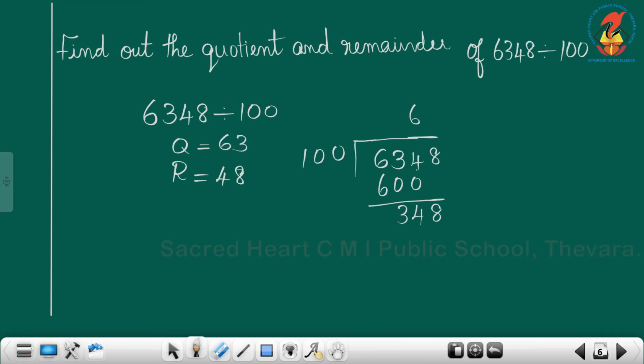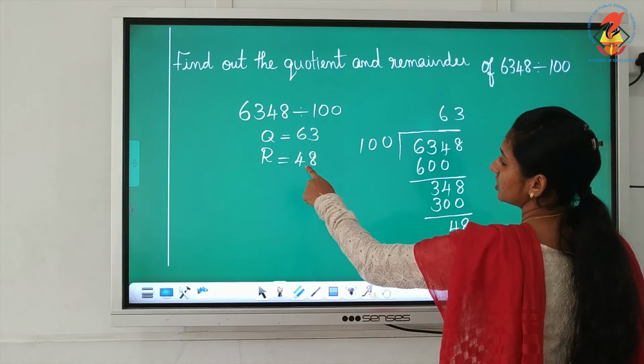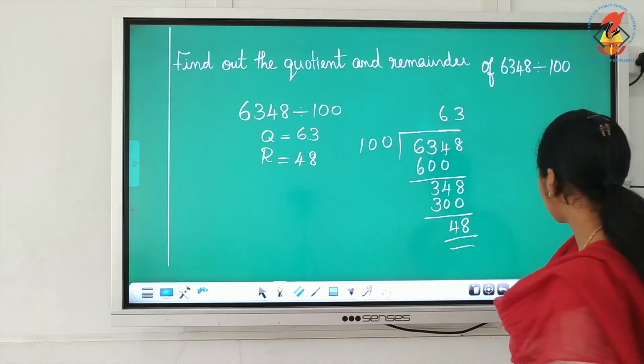So in the 100 place, 348, how many times does it go? It's 3 times. 3 into 100 is 300. Then the balance is 48. So the tens place and ones place numbers go to the remainder, and the remaining numbers go to the quotient. Clear?